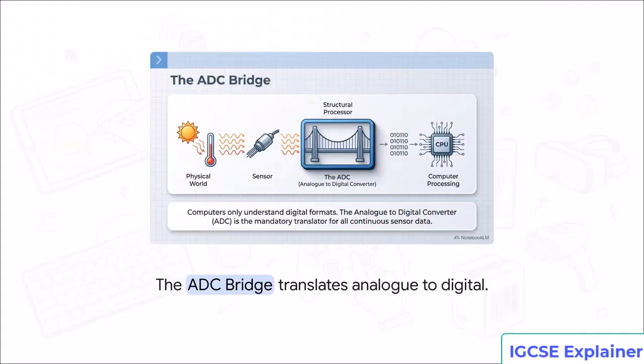And this brilliantly illustrates that exact path. You have continuous physical waves like ambient heat or sunlight hitting a sensor, but it can't go straight to the CPU. The data must cross the structural processor, the ADC bridge. The ADC basically ingests that continuous wave, cleanly converts it into binary code, and hands it straight over to the computer for processing. It's just a beautifully seamless relay going on in the background all the time.